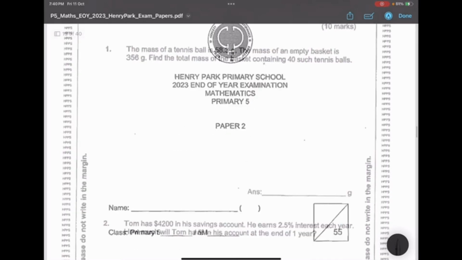What's up guys, today we'll be doing Henry Park Primary School 2023 end of year exam for Primary 5, Paper 2. Alright, let's jump right in.